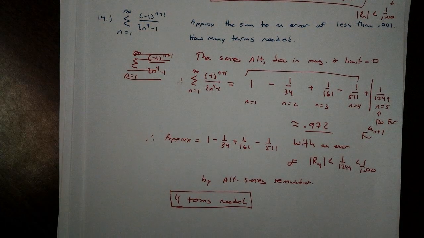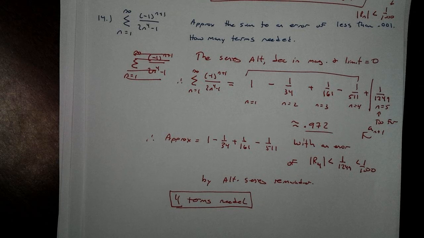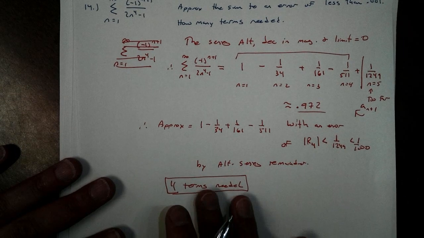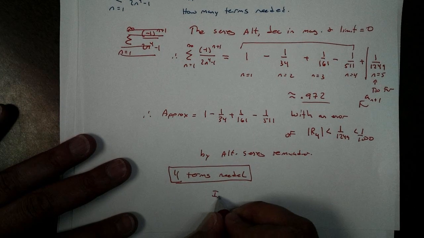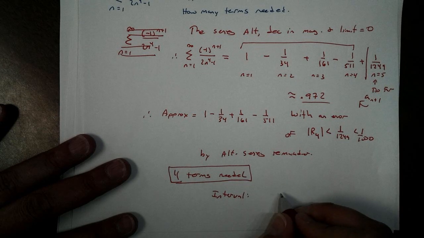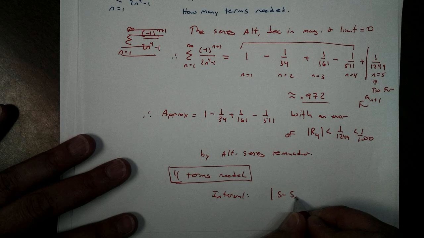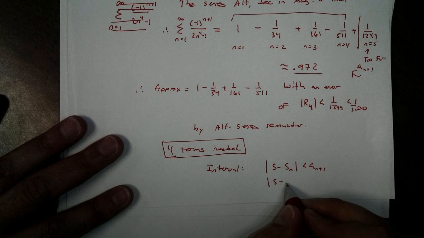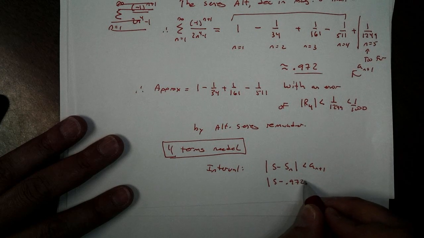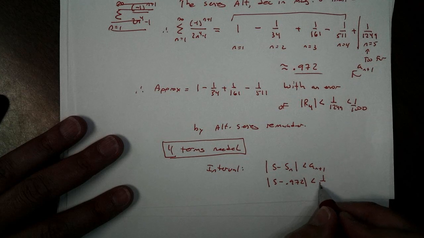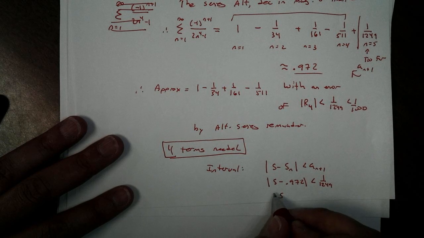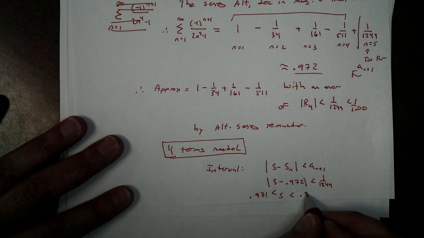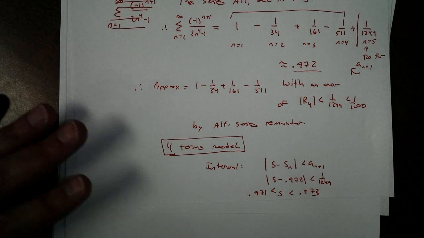All right. Now, I think there's actually one more part to it, which asks what the range, the interval, would be. So let's get that interval here real quick. Remember, that's going to be S minus S sub n is less than my next term. So we can just go absolute value of S minus my approximation, which is this 0.972, is less than my next term, which is this 1 over 1,249. And if you do that, your sum is going to be between 0.971 and 0.973.